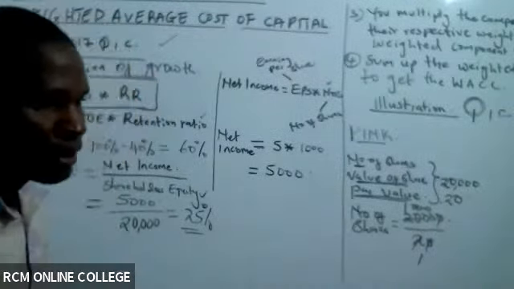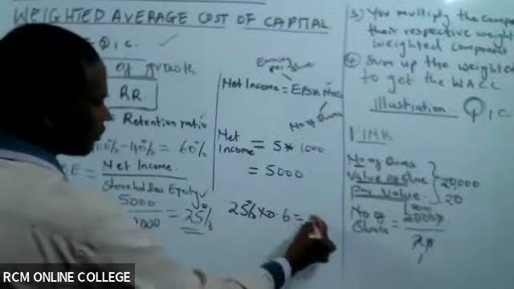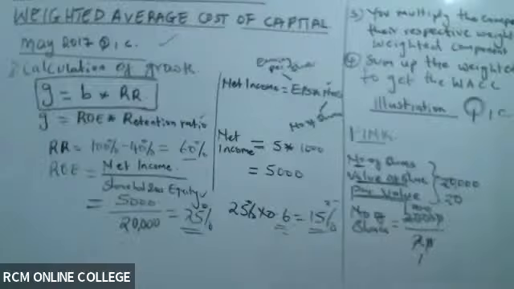G is 15% from everyone. Getting G is easy. G is B, which is 25%, times 0.6. These are percentages. People got 15% because my retention ratio was 0.6. So now we have our G. With that G, I'm good to go to Roman number 2.